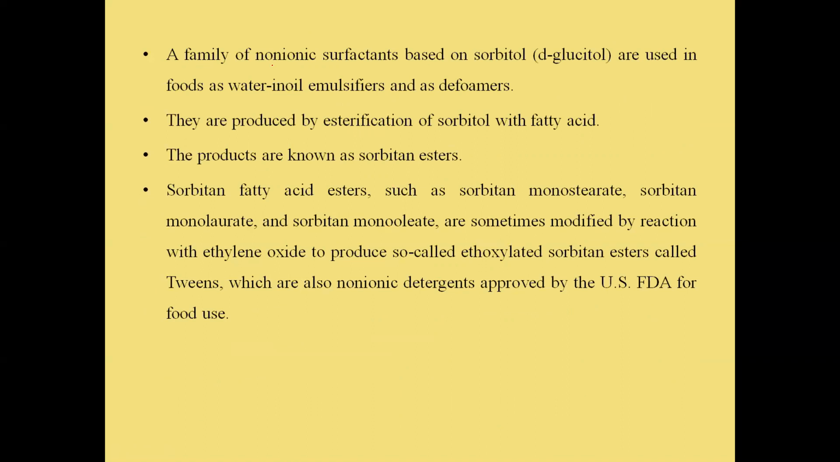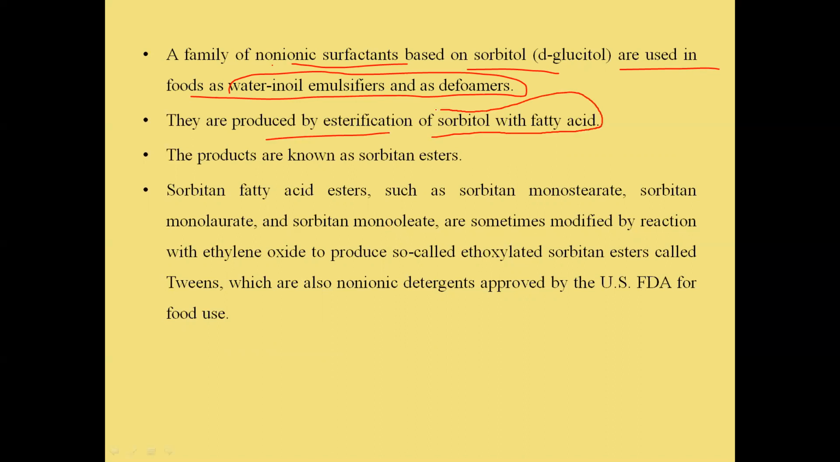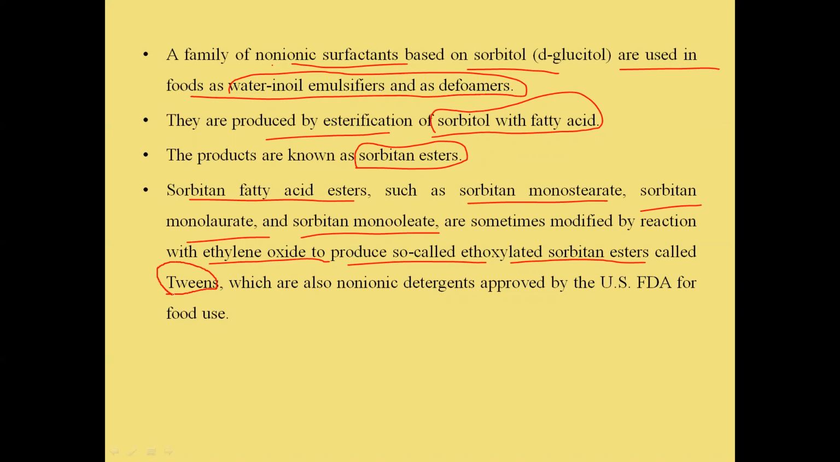A family of non-ionic surfactants based on sorbitol, that is nothing but D-glucitol, are used in foods as water and oil emulsifiers and also as defoamers. They are produced by esterification of sorbitol with fatty acid. The products are known as sorbitan esters. The sorbitan fatty acid esters such as sorbitan monostearate, sorbitan monolaurate, and sorbitan monooleate are sometimes modified by reaction with ethylene oxide to produce so-called ethoxylated sorbitan esters called Tweens. Tweens are the commercial names of the sorbitan esters produced on reaction with ethylene oxide. They are non-ionic detergents approved by the US FDA for food use.